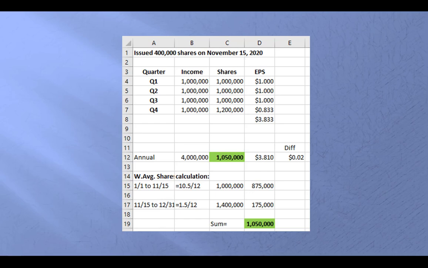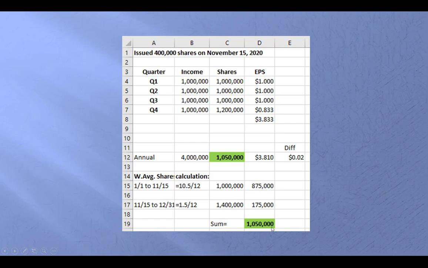November might be the 11th month, but the start of November is the end of 10 months. So 10 and a half months in takes me to November 15th. 10 and a half over 12 times a million, 875. For the last 6 weeks, 1.5 months, from November 15th to December 31st, 1.5 months over 12, issued 1.4 million, 1 plus 400,000, 1.4 over here, 175 when I multiply across.